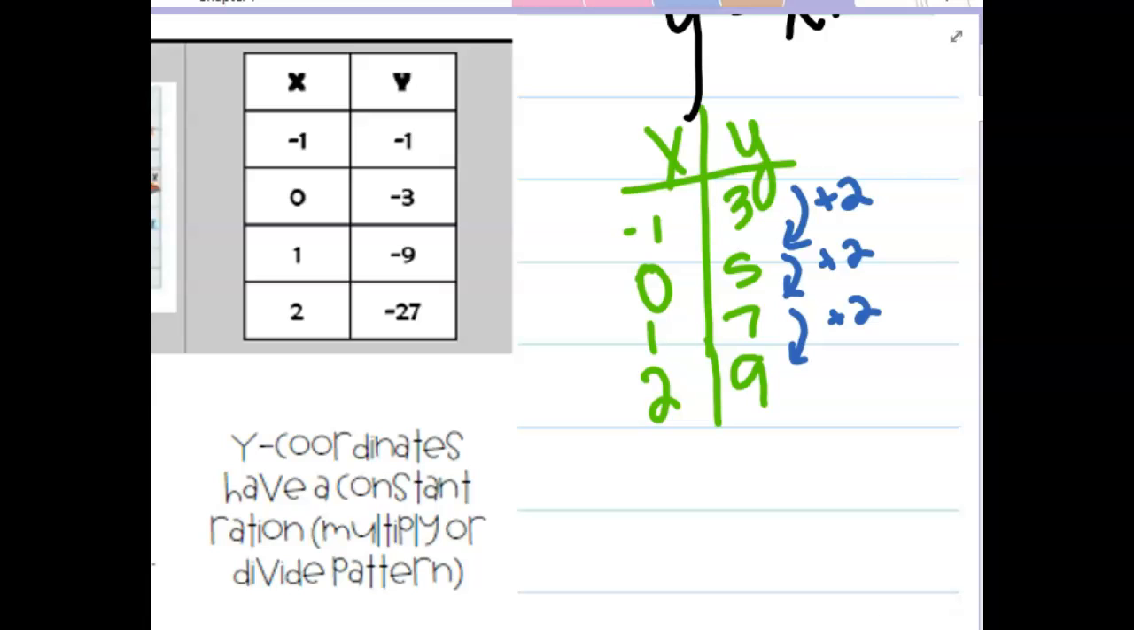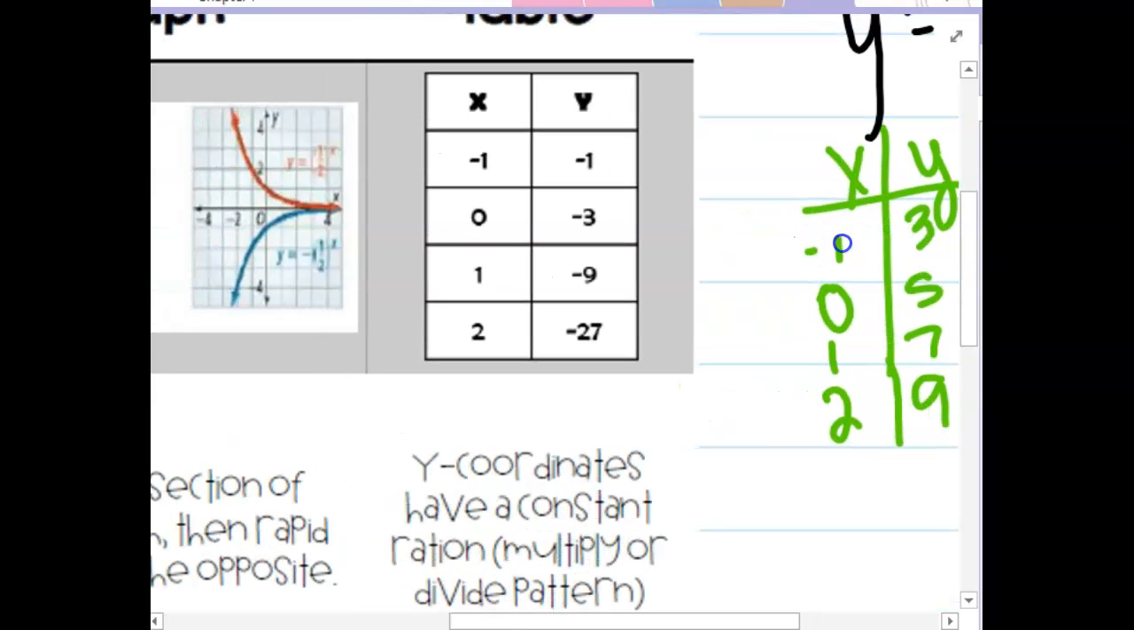Because think about it. If it's a line, every time you move along the x-axis, negative 1, 0, 1, 2, if you're just going up 2, it would be a straight line. It's a constant increase. Okay? What happens with an exponential function? If you look at this pattern here, to get from negative 1 to negative 3, and then negative 3 to negative 9, and then negative 9 to negative 27, what's that pattern? How would you get from negative 1 to negative 3 and negative 3 to negative 9?